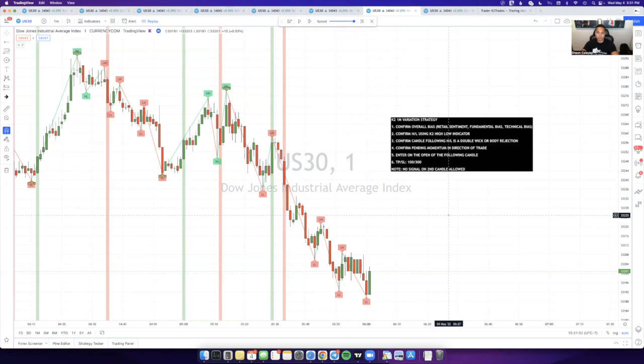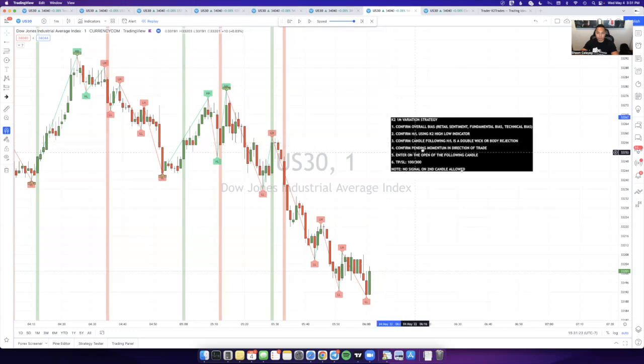For the second requirement, you want to confirm the high-low using the K2 high-low indicator. So these highs and these lows right here are going to indicate what the high-lows are using the K2 high-low indicator. And as you can see from this point, we do have a low right over here. With that requirement met, we'll move on to the third requirement.